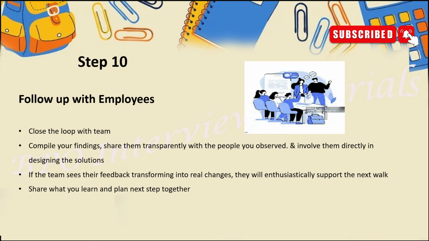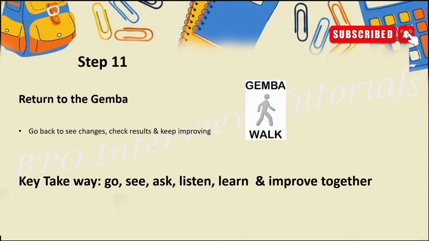Next, tenth, follow up with the employees. After having everything, we have to close the loop with the team. We have to inform them what we have observed. Not feedback, I would say, but we have to share the opportunities we have observed. Compile all the findings transparently. We have to share all the information directly and find the solution for it. And if we can see the team is giving feedback on the recent changes, it will definitely help you to do another Gemba walk too. Last, return back to the Gemba: go back to the changes, check the result and keep moving.